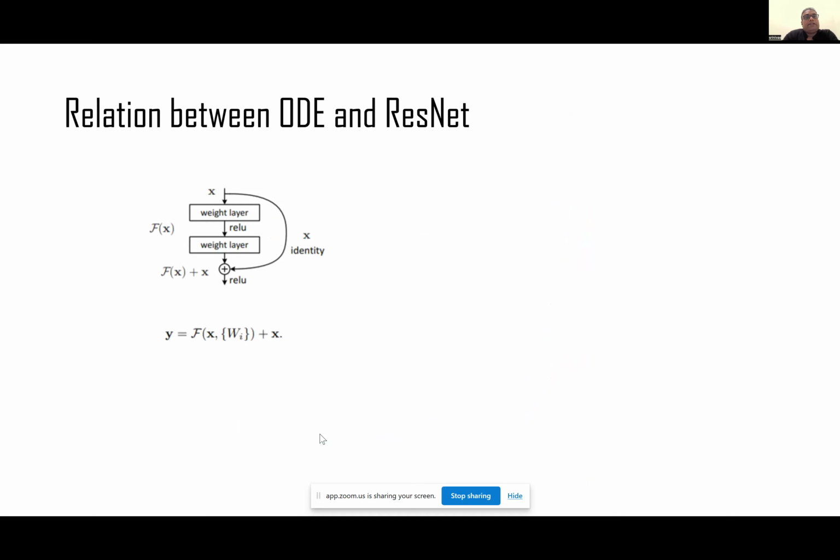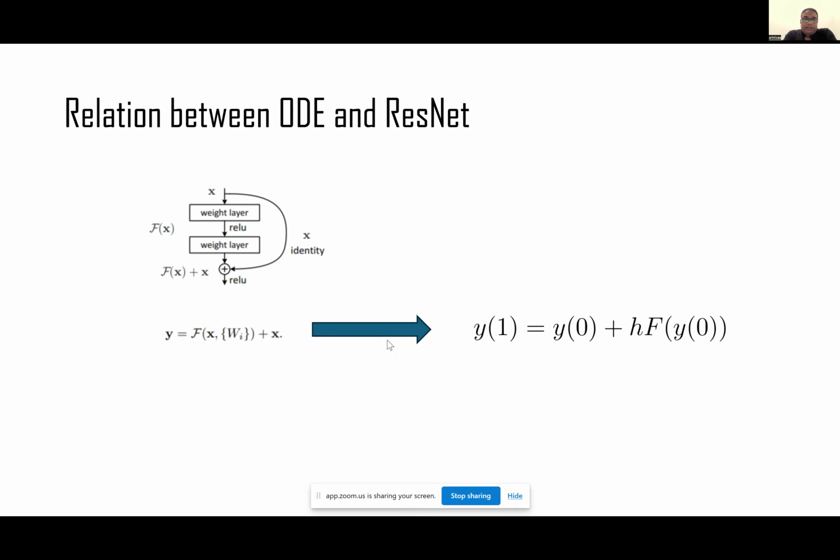Now coming back, we will see the relation between our ODE and ResNet. Again, the basic building block of ResNet is the residual block, where there is a skip connection, and F is our neural network, which is parameterized by its weights Wi, and this is a skip connection.